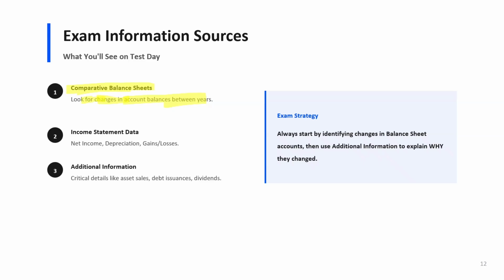Then the second thing, look for the income statement data. Look at things like net income, any depreciation, any gains and losses. Also look for any additional information, if they had any asset sales, if they issued any debt, or if there are any dividends. Those are the things you need to pay attention to. One good exam strategy: start with the balance sheet and additional information, and try to explain why things change. Then you can understand where the cash is going.